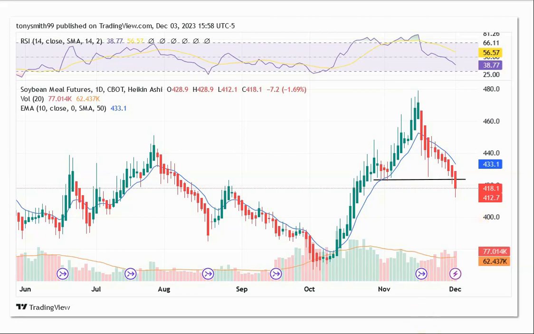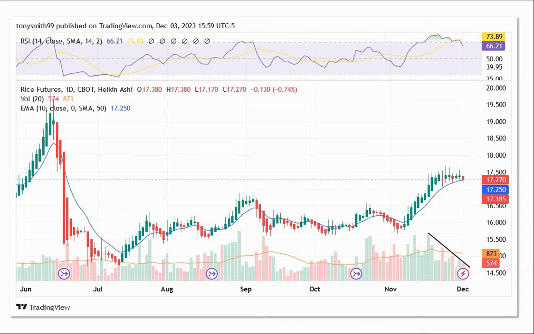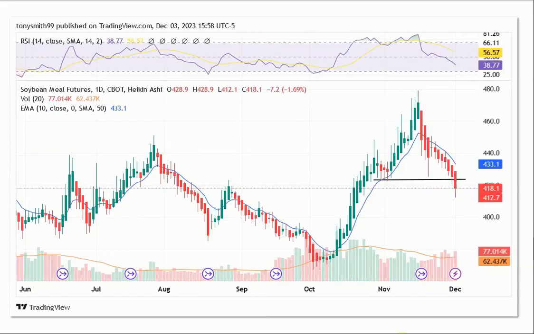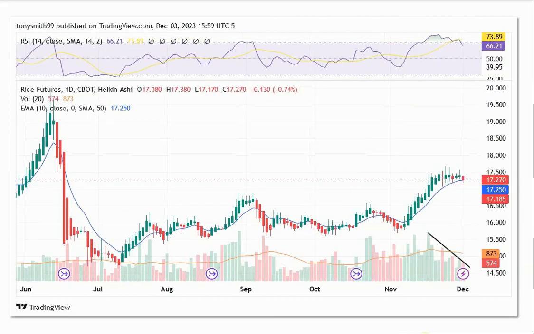Okay, next we've got a very similar, what happened there? Oh, what happened? I missed, no. Okay, I thought that I had another chart. It's probably after this one. So this is rice futures.